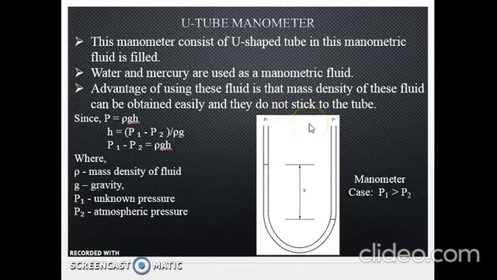If we use the U-tube manometer to find out the differential pressure, and P1 is greater than P2 as shown here, then the differential pressure, that is P1 minus P2, is obtained simply by the multiplication of rho g h, where h is the difference of manometric liquid height in the manometric legs, rho is the mass density of the fluid, g is gravity, P1 is the unknown pressure, and P2 is the atmospheric or some other unknown pressure.